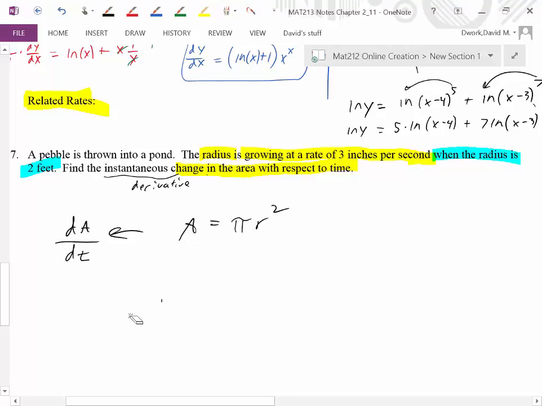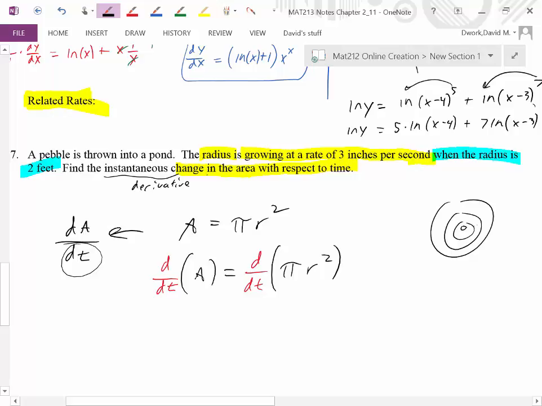Okay, fantastic. Now the problem here is I need it with respect to time, and this does not have time in it. But let's go ahead and do our derivative anyway. What I want is d/dt. I want to take the derivative of the area with respect to time. And whatever I do to one side, I have to do to the other side. Let's take a quick second and think about what this is saying. When you throw the pebble in the pond, as time goes on, the ripple goes out. So area is definitely a function of time, because as time changes, so does the area of the circle.